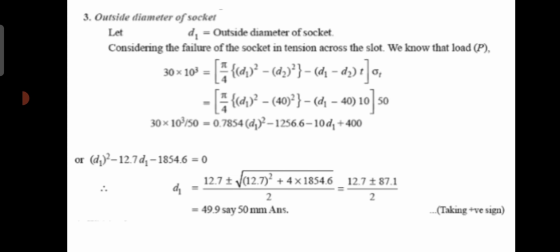Considering the failure of the socket in tension across the slot, we know that P equals π/4 (d1² − d2²) − (d1 − d2) × t × σt. Here we want to find d1. If we substitute all values in this equation, we can find d1 equal to 49.99, so finally we may say 50 millimeter. d1 equals 50 millimeter.